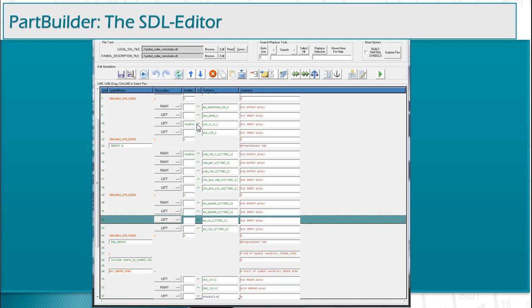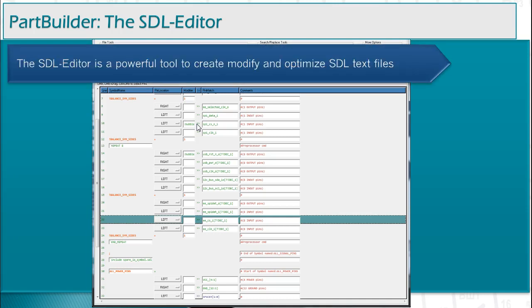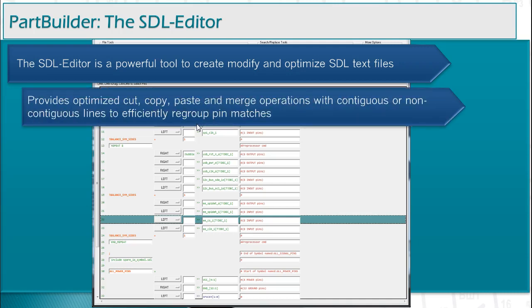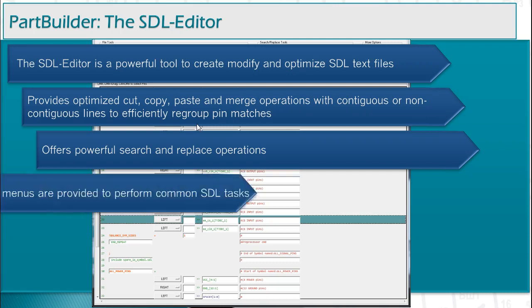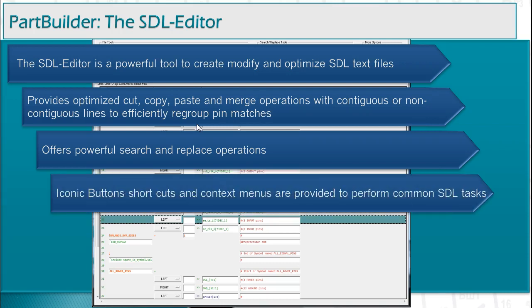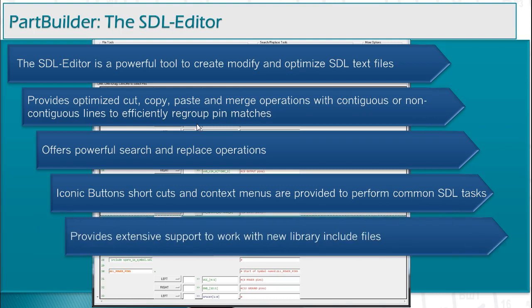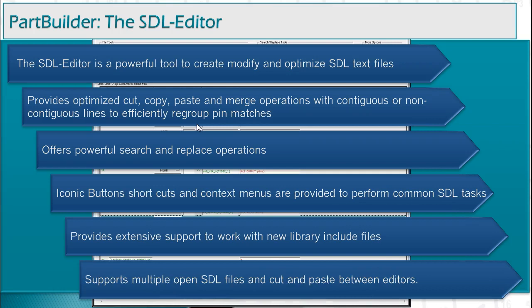Here's some background on the SDL editor. The SDL editor is a powerful tool to create, modify, and optimize SDL text files. It provides optimized cut, copy, paste, and merge operations with contiguous or non-contiguous lines to efficiently regroup pin matches. It offers powerful search and replace operations. Iconic button shortcuts and context menus are provided to perform common SDL tasks. It provides extensive support to work with the new library include files. And it supports multiple open SDL files and cut and paste between editors.